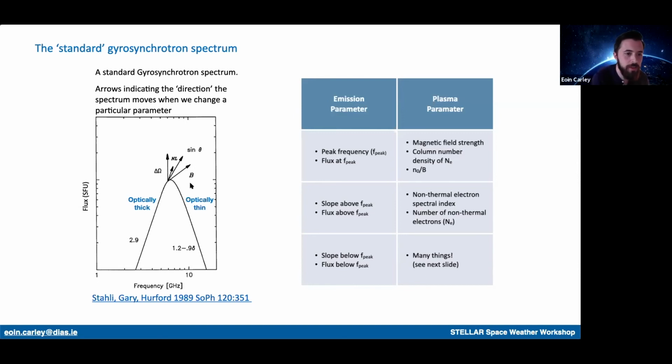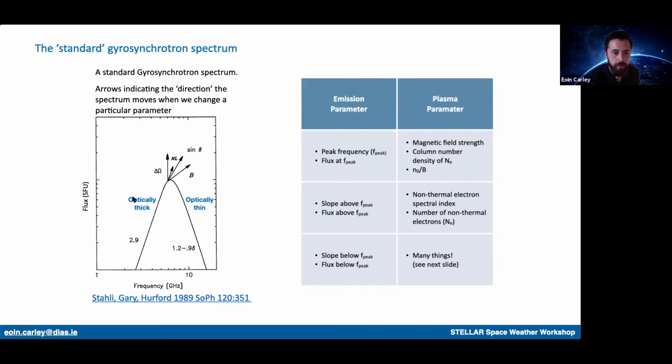Okay, so this kind of illustrates the point that each characteristic part of the spectrum here, the peak flux, the peak frequency, the slope you see on this side and the slope you see on this side, is dependent on the original parameters in the plasma. In fact, I've listed a few of them here. So for example, peak flux and frequency, that gets you at the magnetic field strength and column number density and a few other parameters. The slope above F peak here is a really important one. This can get you back to the non-thermal electron spectrum.